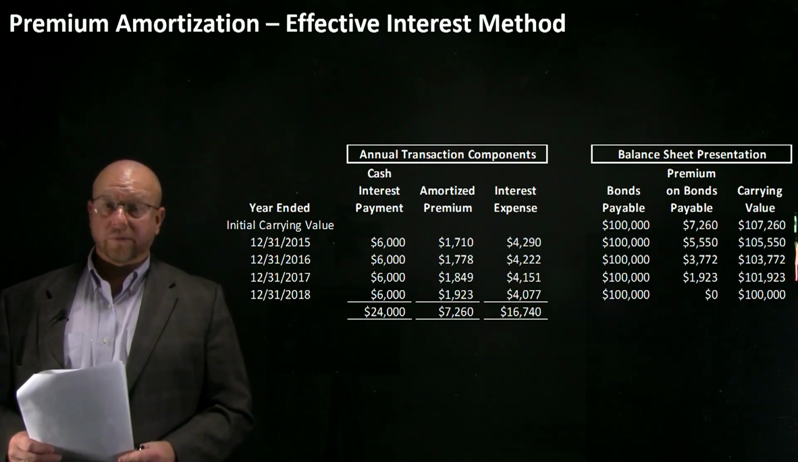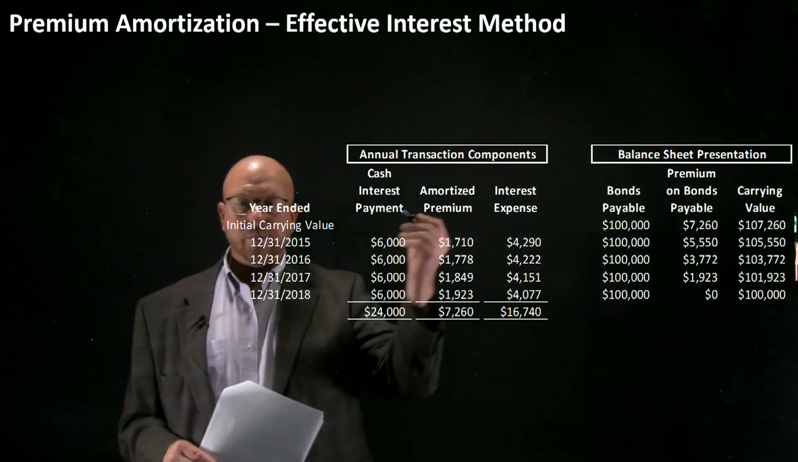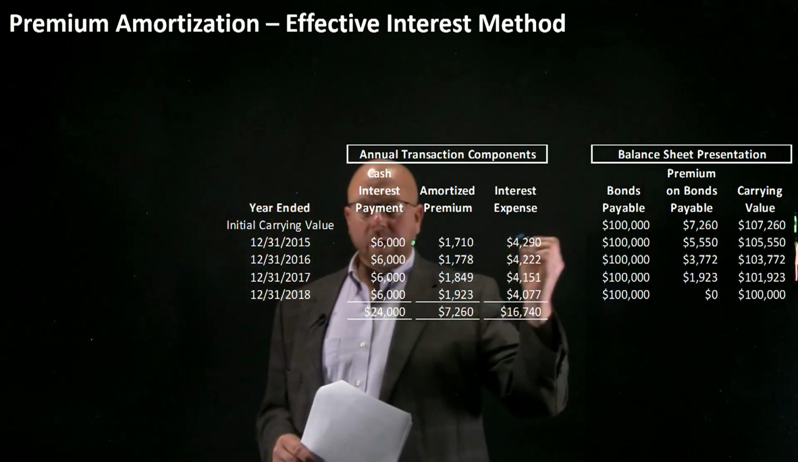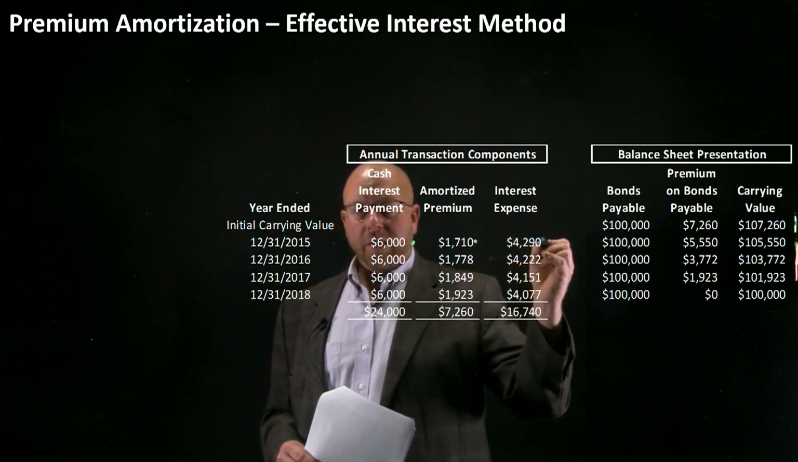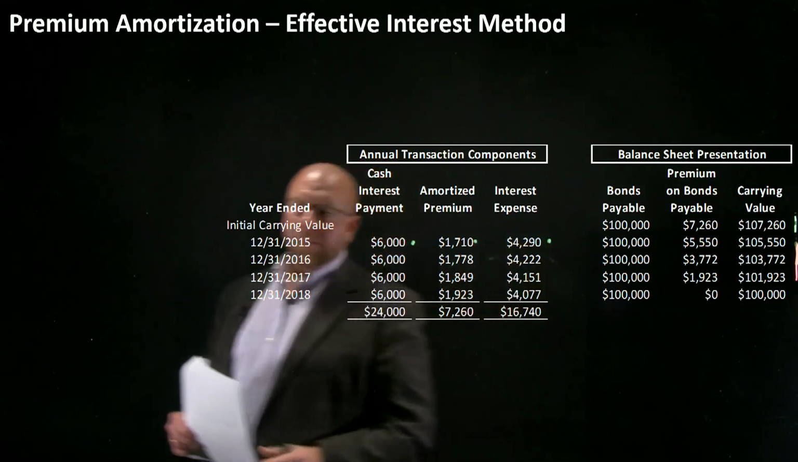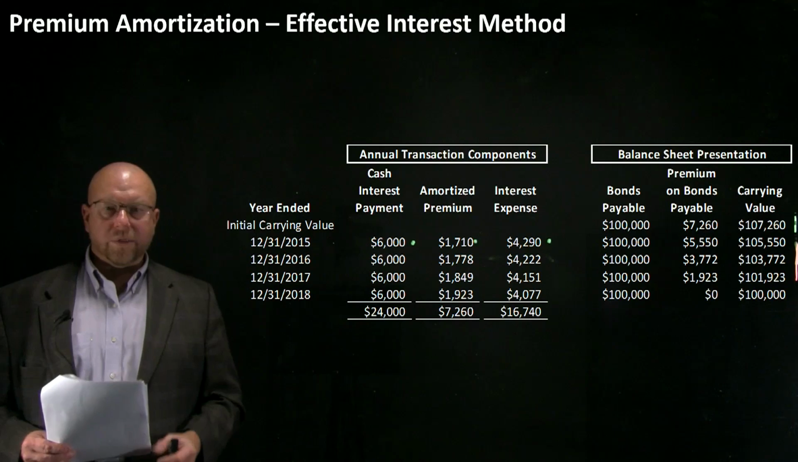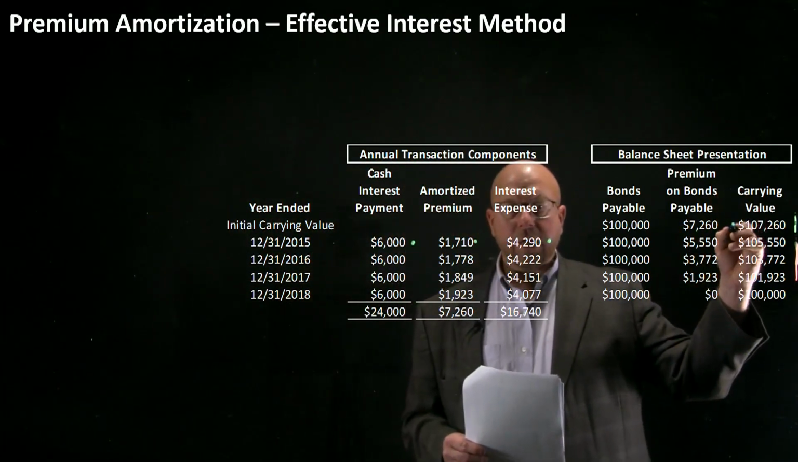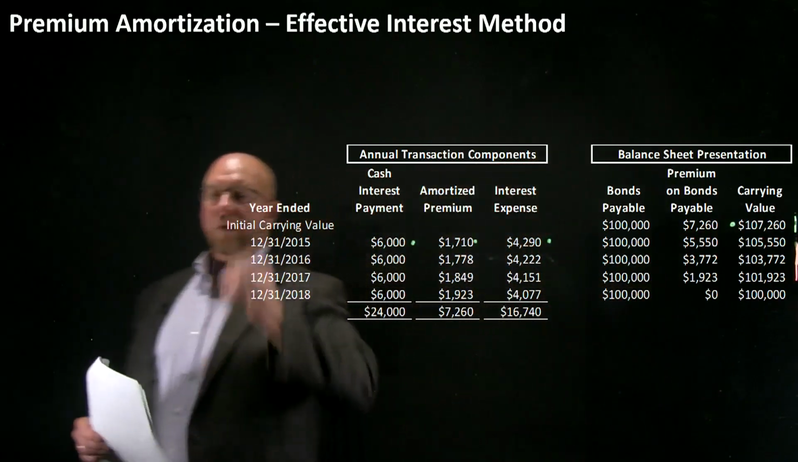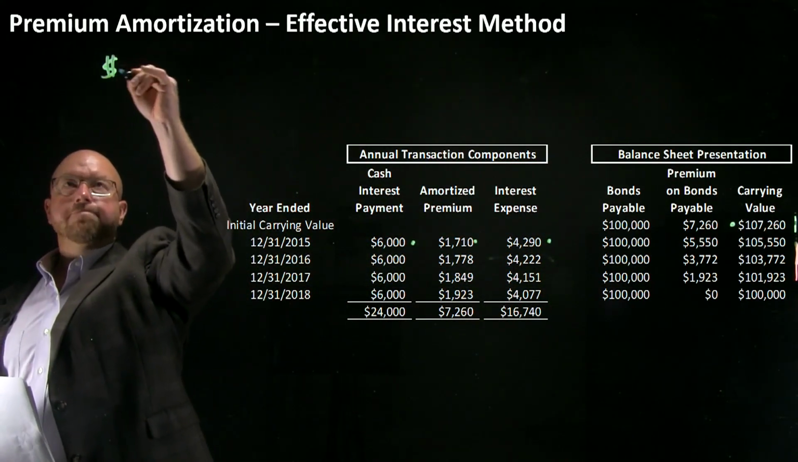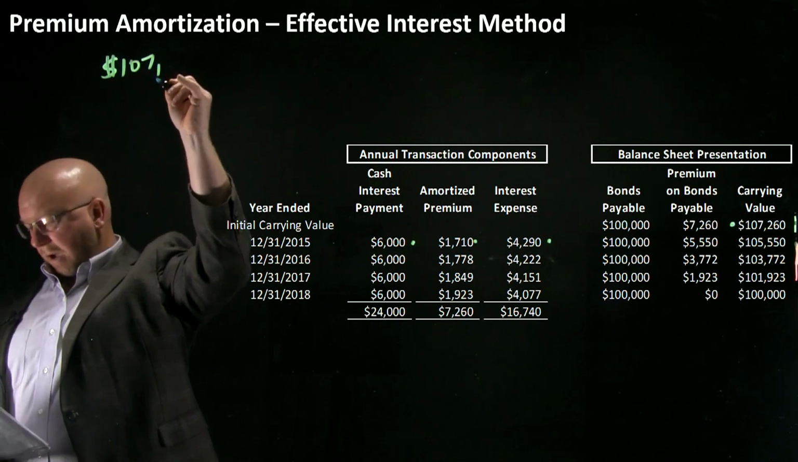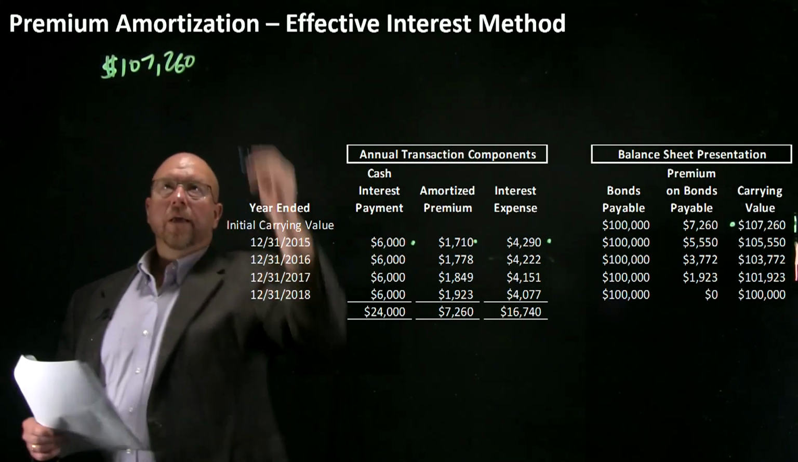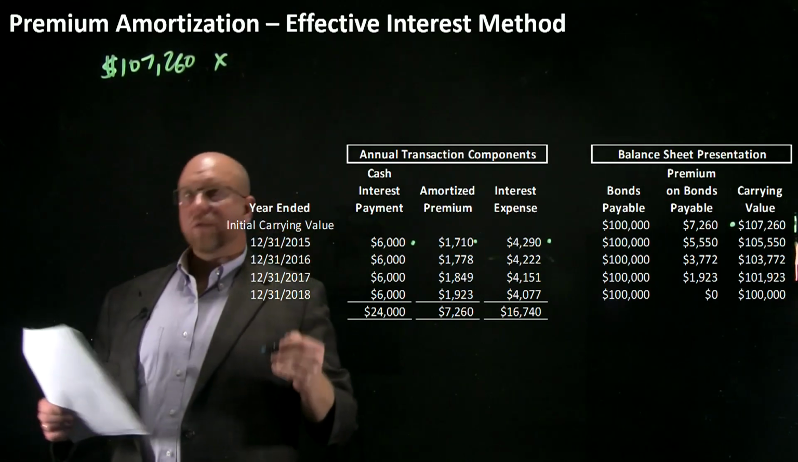There is a more detailed method that we could use. It's called the effective interest method. Similar kind of concept where we're making interest payments of cash of $6,000 and we're getting rid of some of the premium, and the interest expense is this lower amount, but we're not going to do it on a linear basis. With the effective interest method, what we're basically doing is we're taking the current carrying value. So in this case, the initial carrying value of the bonds, and as a reminder, that's combining bonds payable with the premium account. So the initial carrying value is $107,260.